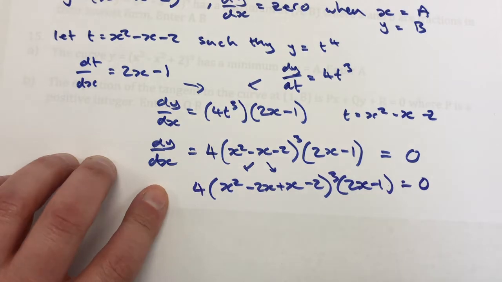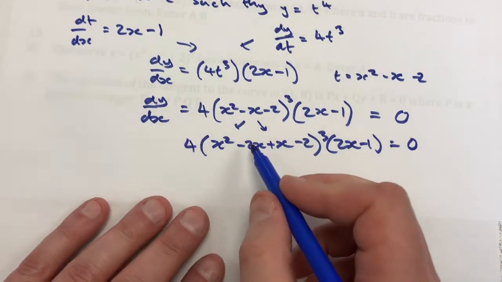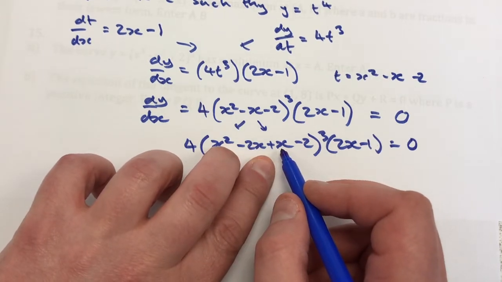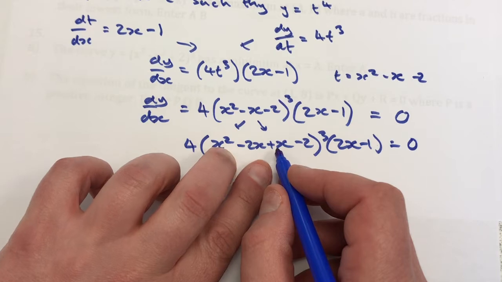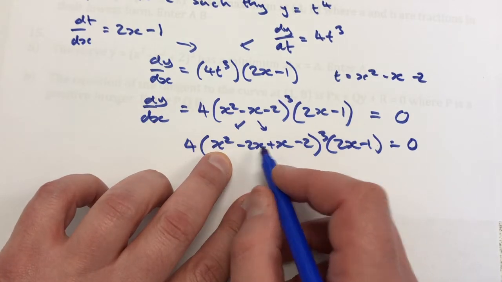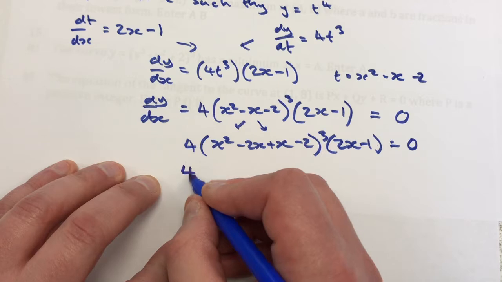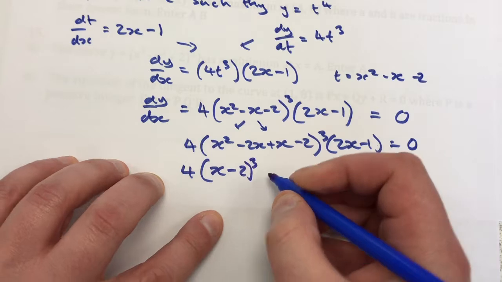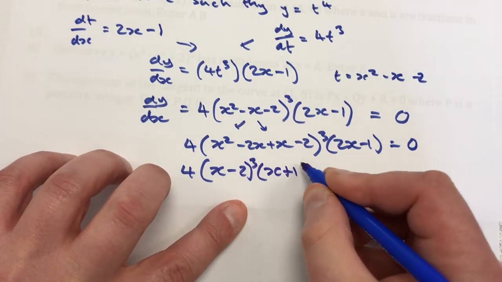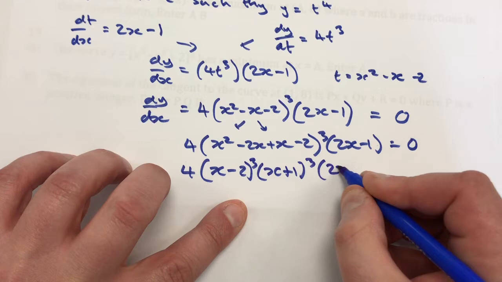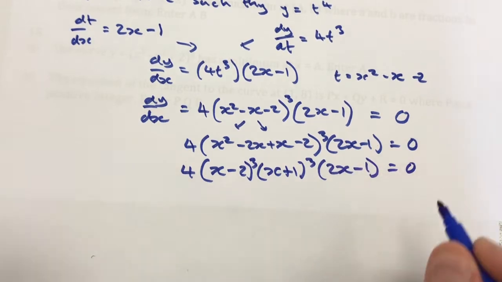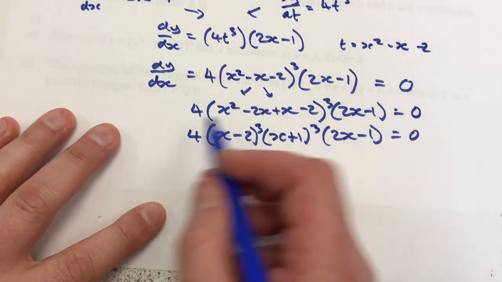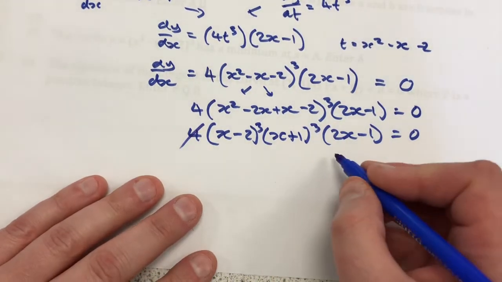Put the 4 back. And then pulling out a common factor here to leave behind x minus 2, and that will leave behind also x plus 1. So we'll have 4(x minus 2) cubed (x plus 1) cubed (2x minus 1) equals 0. Okay, so the 4 doesn't matter. We can divide both sides by 4 to get rid of the 4.